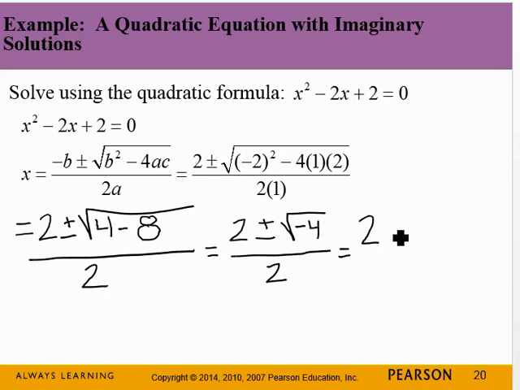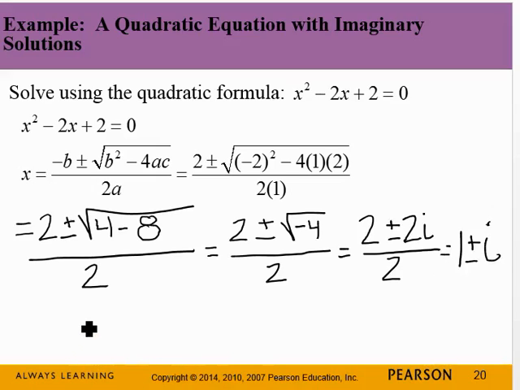Remember, when you have a negative square root, you're going to take out your i, and you can take the square root of 4, which is 2. So you have 2i all over 2. In this case, you can simplify this fraction. 2 divided by 2 gives you 1. So you have 1 plus or minus 2 divided by 2, which is 1, so you're left with i.